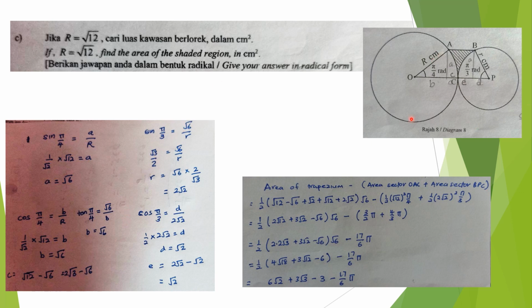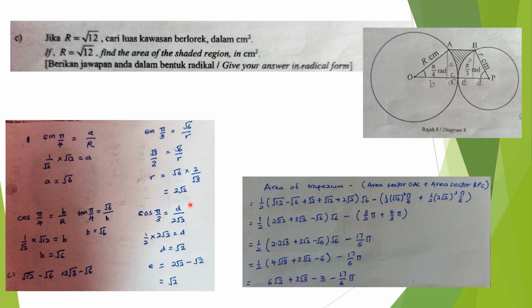Then for the small circle now, we find the R first. What is the purpose? Just now we found A, we want to use it to find the small letter r here, the radius here. So sine pi over 3 equals square root 6, that is A, opposite over hypotenuse. Sine pi over 3 is actually 60 degrees. Sine 60 is square root 3 over 2 equal to square root 6 over r. So r is square root 6 times 2 over square root 3. So you get 2 square root 2.